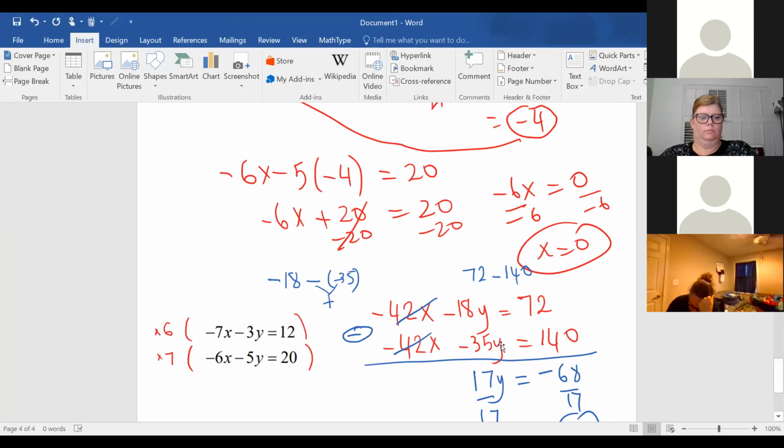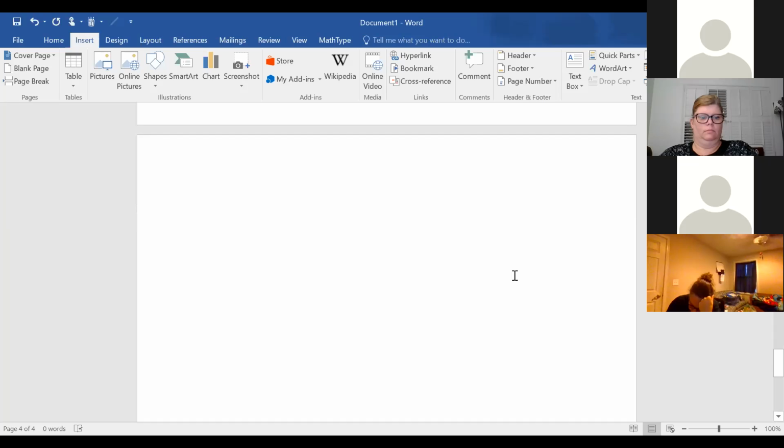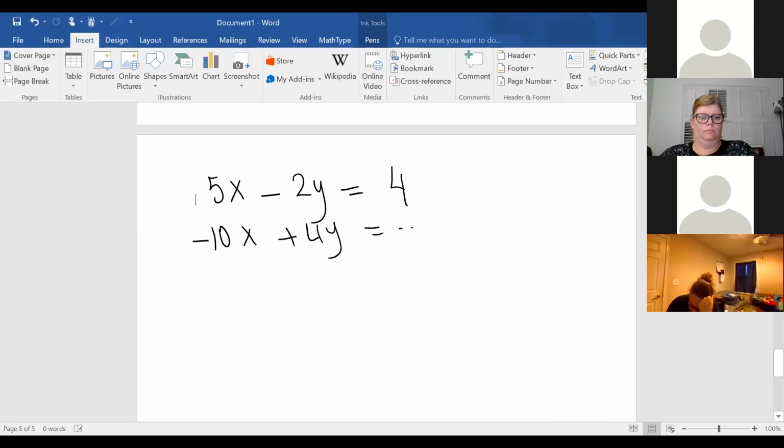To finish this section, there are a couple of problems I want to mention, not because they are hard, but because they are kind of particular. Say, for instance, 5x minus 2y is equal to 4, and negative 10x plus 4y is equal to negative 8. Obviously I have different numbers, but they are very, very related.